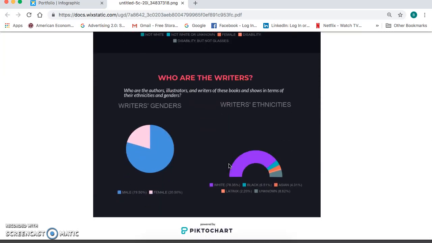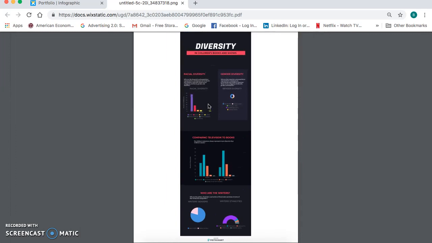Moving down to who are the writers. Who are the authors, illustrators, and writers of these books and shows in terms of their ethnicities and genders? We felt that we had to analyze not only the characters in the books, but the people who wrote the characters in the books. And if you know the genders and ethnicities of the writers, authors, and illustrators, you can get a better picture of who the characters are and also why the characters were written in that way. And the vast majority of them were white males. But that was the point of the research, was to figure all that stuff out.